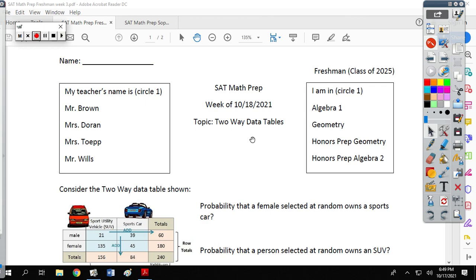The other thing that I need to mention here is that I do need everyone to be 100% certain that they have written their first and last name on the name line, and that they have circled their teacher's name and their course name. Okay, if you don't do that, it makes it difficult for me to get the paper back to your teacher. So make sure that you've given me your full name, first and last name.